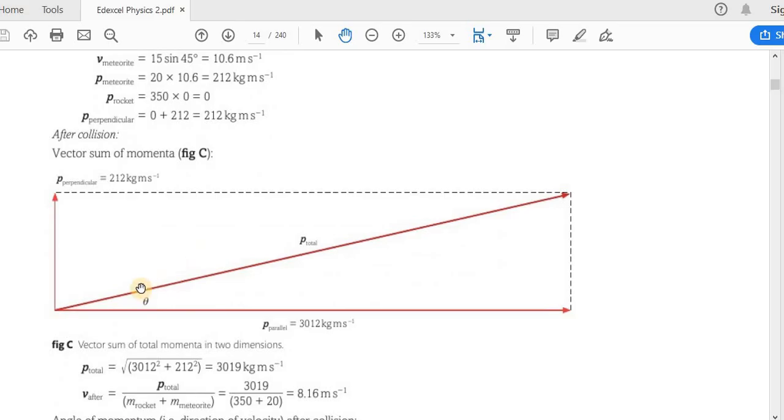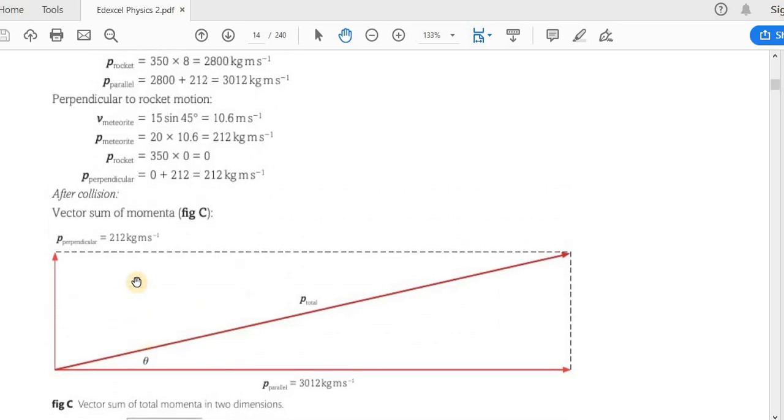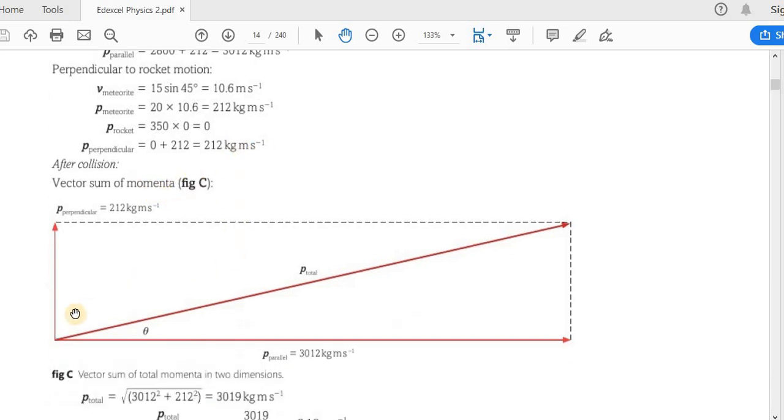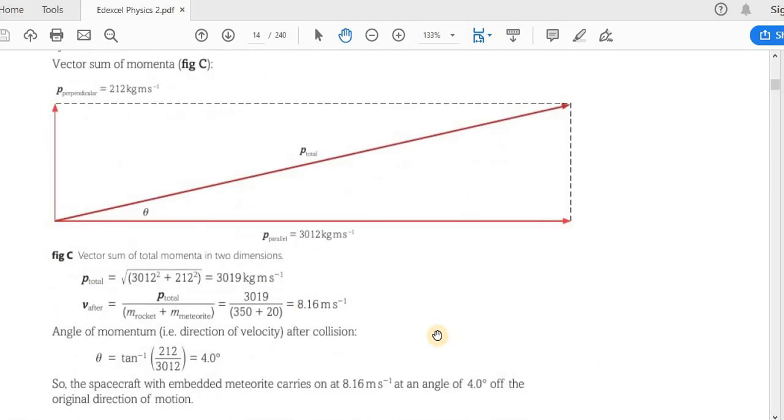So we can draw a vector diagram. The vector sum of momenta, the plural of momentum is momenta: 212 in this direction, 3012 in this direction. So we can find the resultant momentum, the vector sum of momenta in 2 dimensions. Again you can use Pythagoras theorem here.